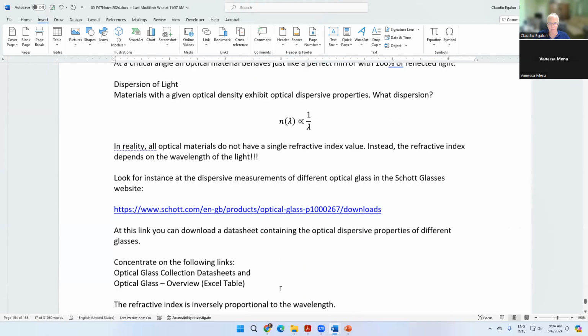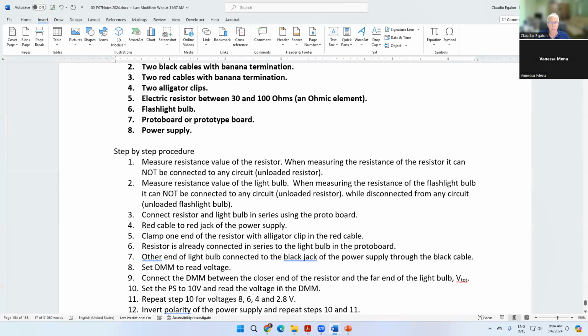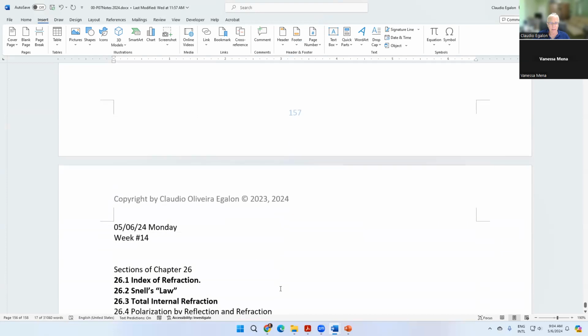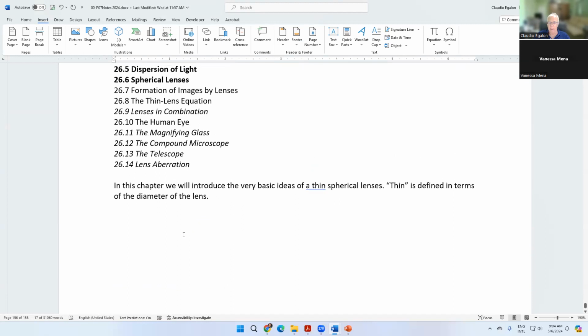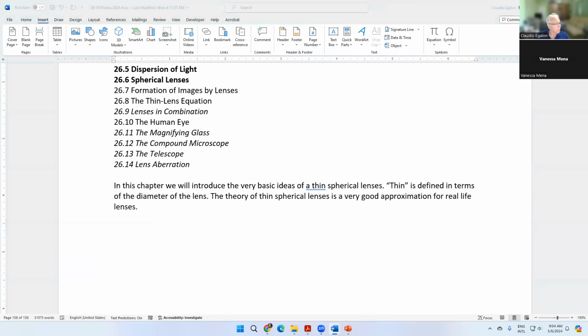And moving forward, the theory of seeing lenses, the theory of seeing spherical lenses, is a very good approximation for real-life lenses. Very good approximation.